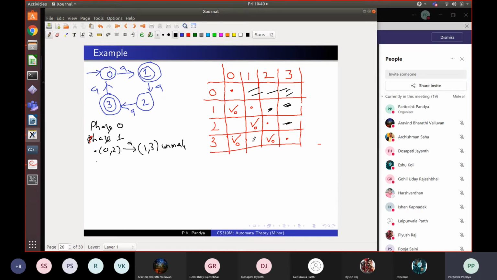Now I consider 1, 3, which is the remaining pair. So 1, 3 on an A will go where? 2, 0, right? 2, 0 is same as 0, 2. They are symmetric. And 2, 0 is also unmarked. So these two pairs led to each other and both were unmarked. So in phase 1, there was no marking, no new marking happened, right? So the algorithm terminates.